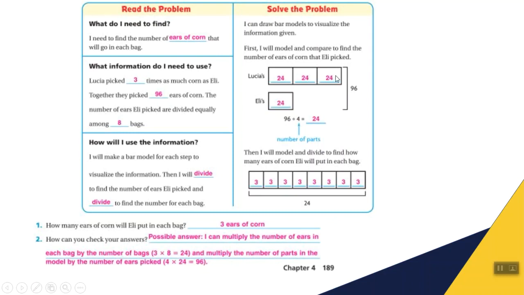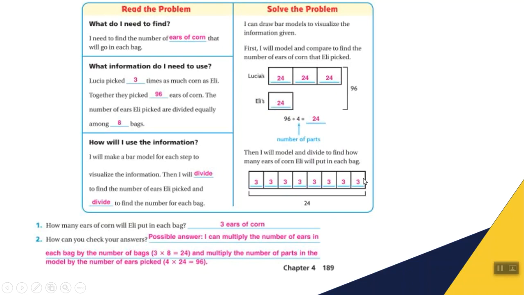If 4 of them represent 96, if I want to find just 1 square, I need to do division. 96 divided by 4, I'll get 24. 24 for each square. So I know Ailey gets 24 ears of corn. But he wants to put them into 8 bags. How can I do this?